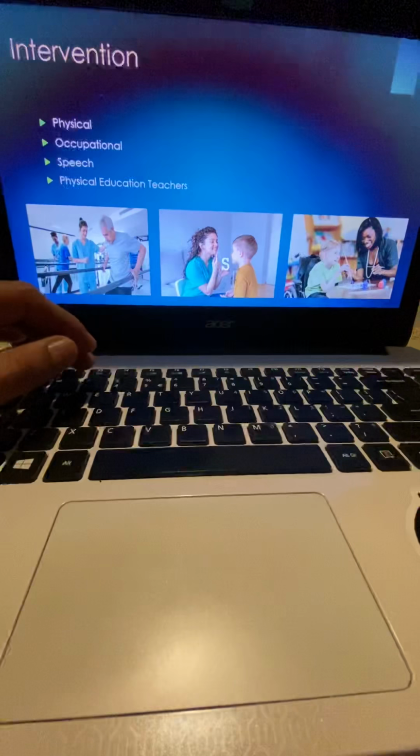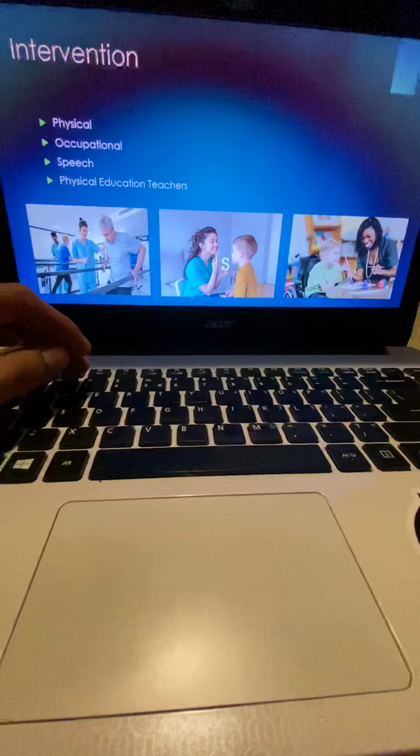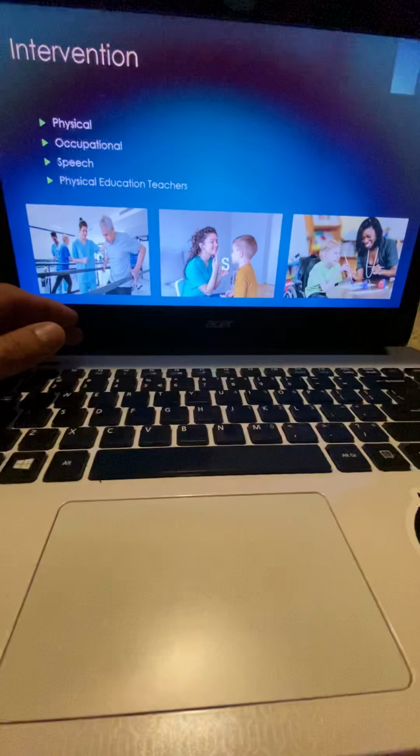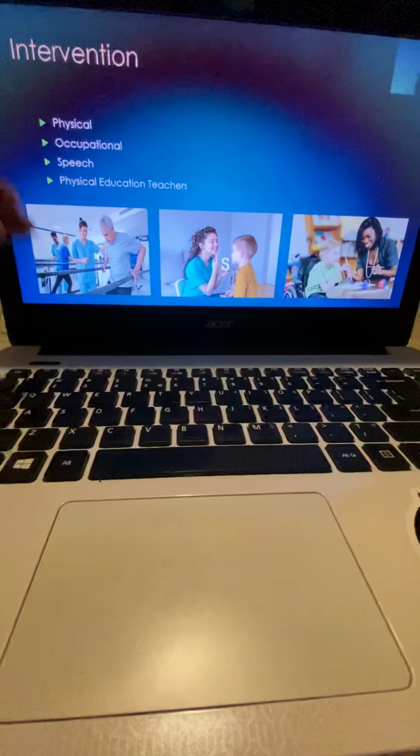So there are different types of intervention with these orthopedic impairments, such as physical therapy, occupational therapy, and speech therapy, and we as physical education teachers can also intervene in helping these individuals by providing them the tools that they need in order to succeed. Now, physical therapists work on gross motor skills, while occupational therapists work on fine motor skills. Speech therapists clearly help with one of the most important things, which is communication. And we as physical education teachers work along with the occupational and physical therapists to develop exercise programs for them.